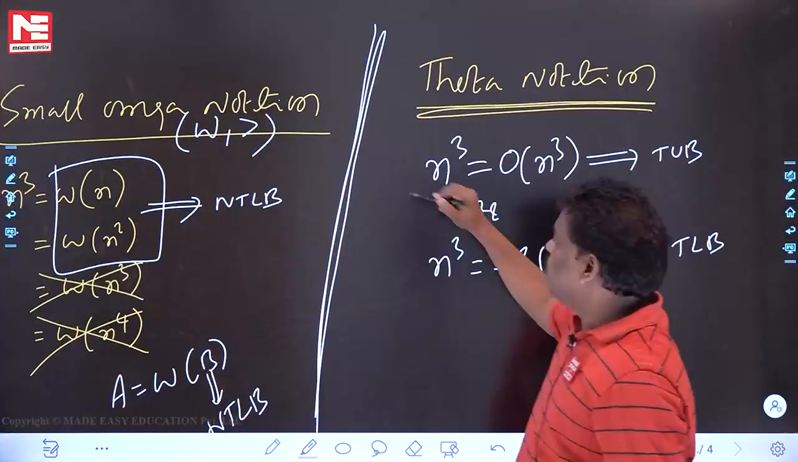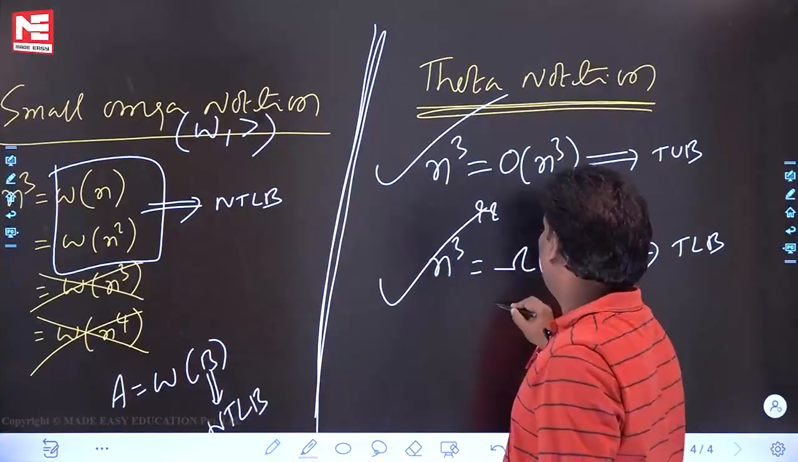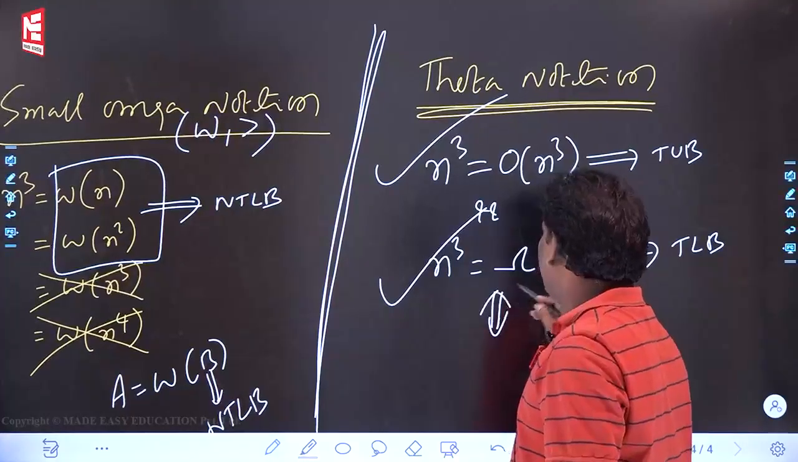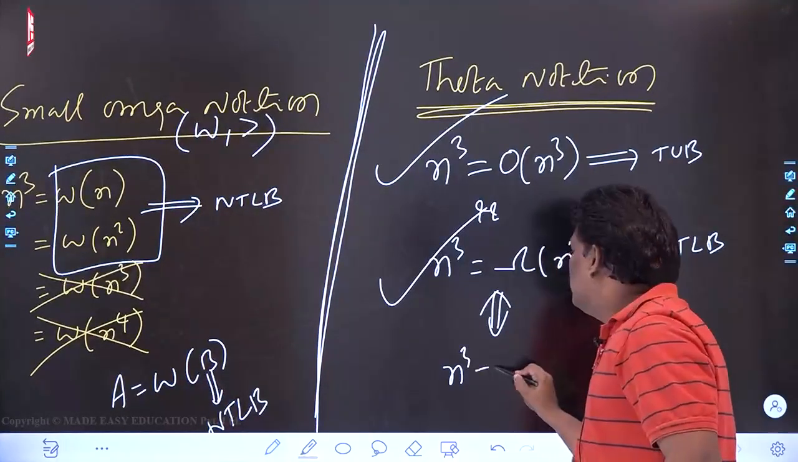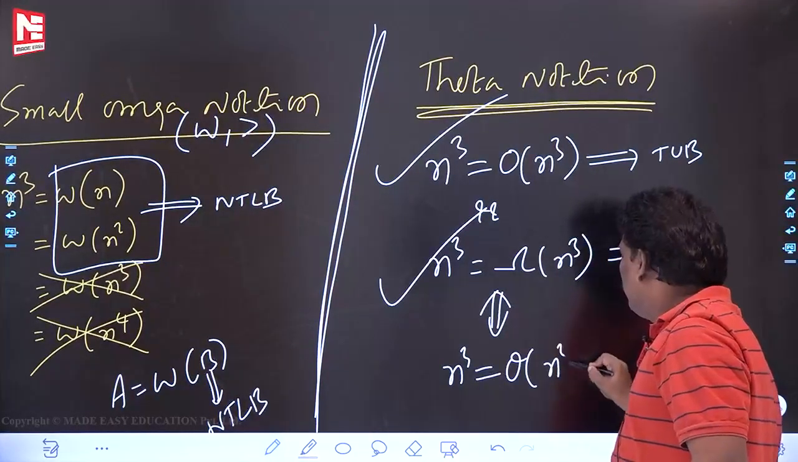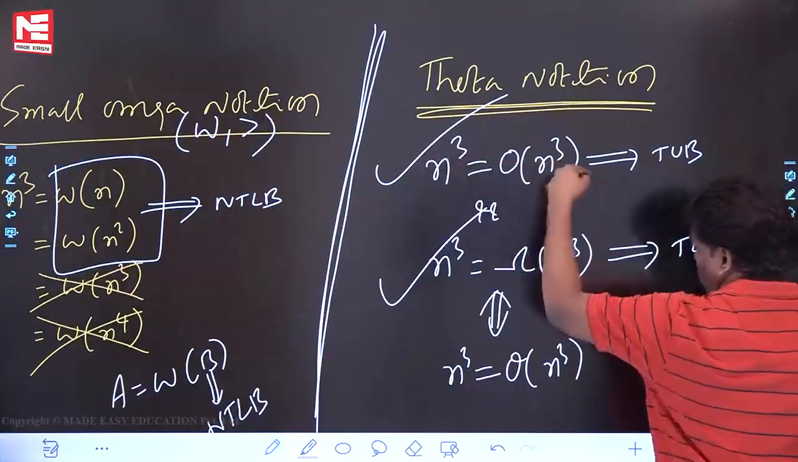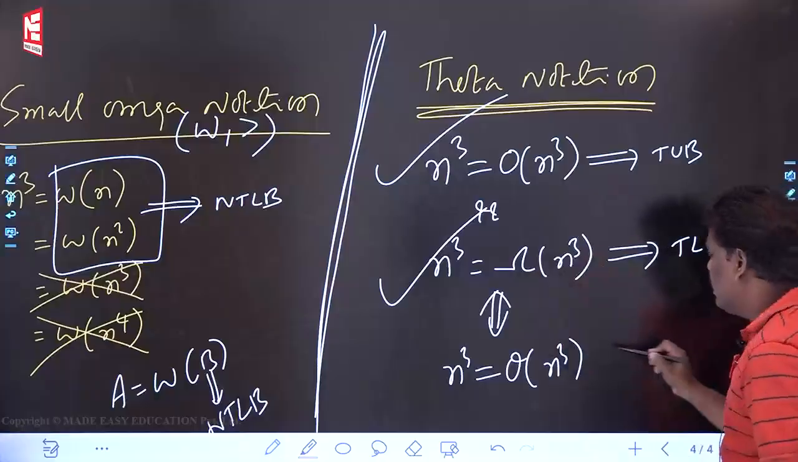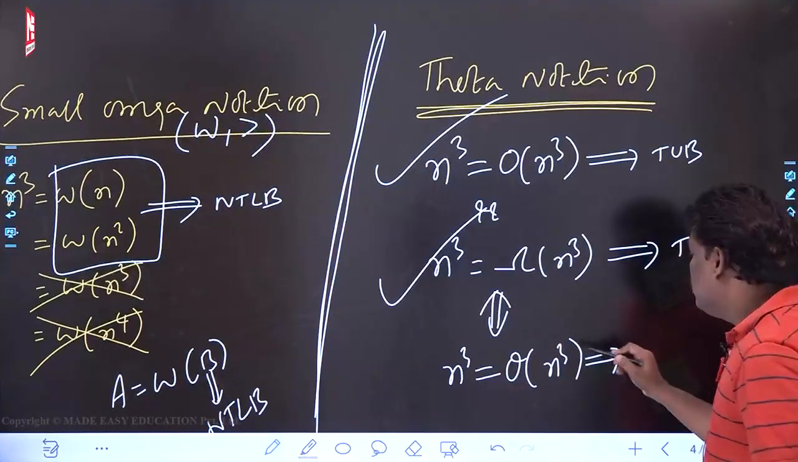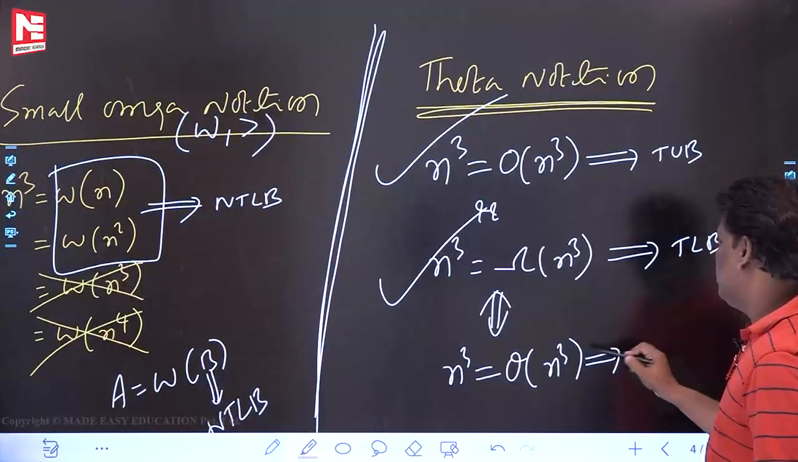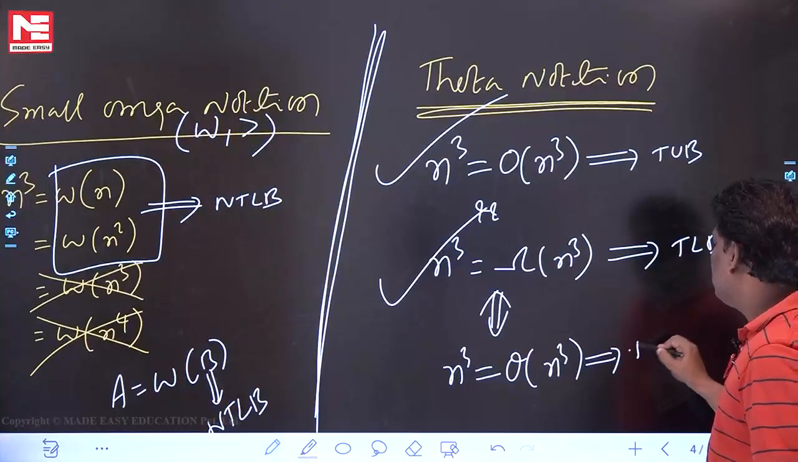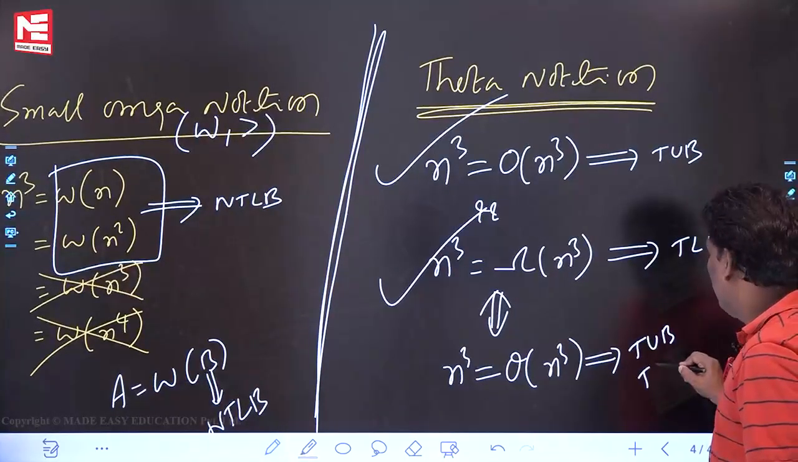So between the two, big O is possible, omega is possible. Can you say what the final conclusion is? So n cube is theta of n cube. What is the meaning? Theta is possible, which means big O is possible and omega is possible. Then I can say that this n cube, whatever is there, is going to be both the tightest upper bound and the tightest lower bound.